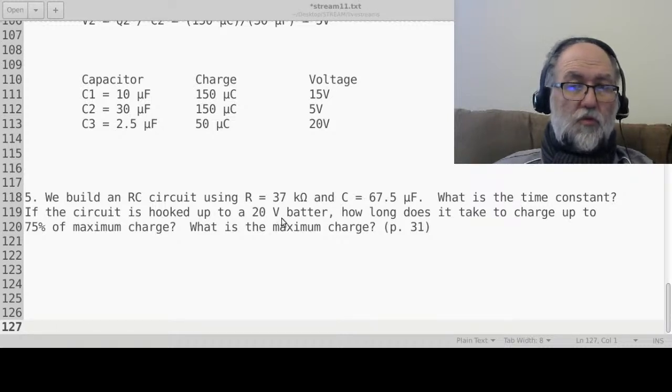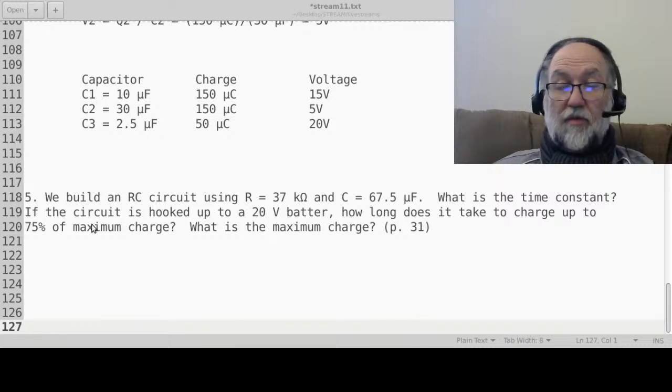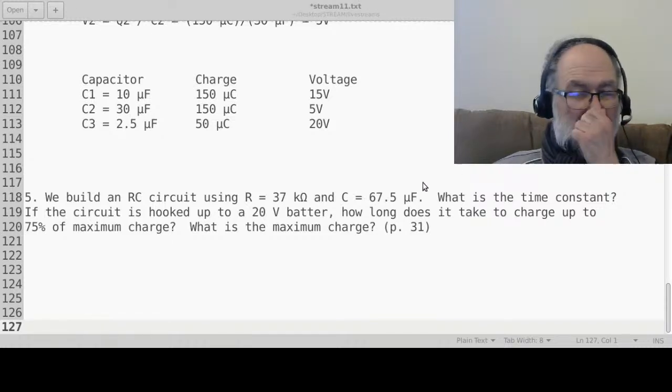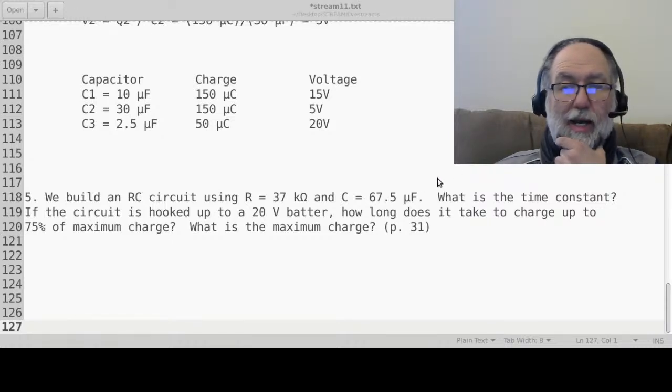If the circuit is hooked up to a 20-volt battery, oh, that's not how you spell battery. That's all right. I'll fix it in a second. How long does it take to charge up to 75% of the maximum charge? And what is the maximum charge? This stuff is on page 31 of the notes. Let me just take a look at what I have on page 31 so I can guide you to the correct formula. Yes, on page 31 we have the formula for charging up, and on the following page we have the discharging.